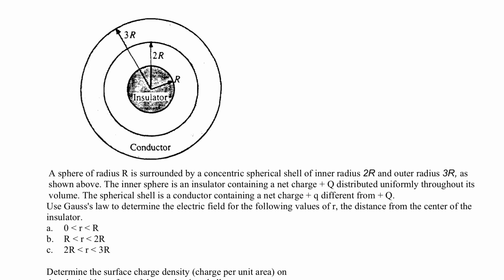A sphere of radius r is surrounded by a concentric shell of inner radius 2r and outer radius 3r, as shown above. The inner sphere is an insulator containing a net charge of positive q distributed uniformly through its volume. The spherical shell is a conductor containing a net charge of positive q, which is different from the positive q of the insulator. Use Gauss's law to determine the electric field for the following values of r, the distance from the center of the insulator. We did one of these yesterday, but I'll take another quick run through it.